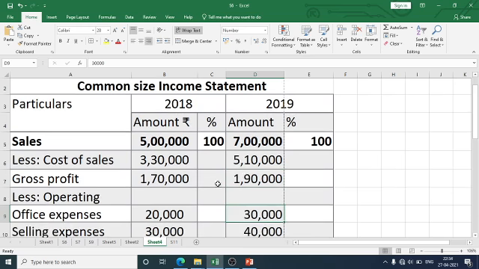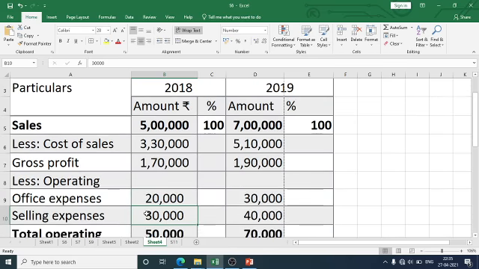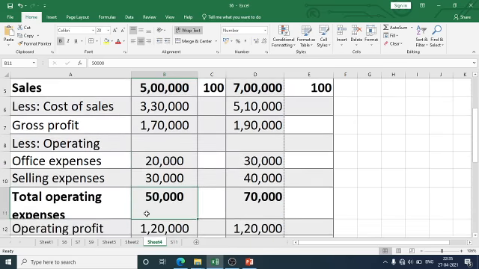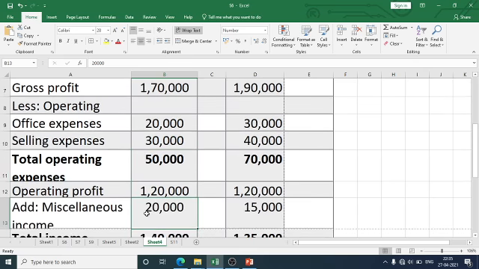Next, less operating expenses. Two expenses are coming. One is office expenses. Another one is selling expenses. So if you deduct that, the total operating expenses will be 50,000. So you will get operating profit of 1,20,000 for 2018. For 2019 also 1,20,000.